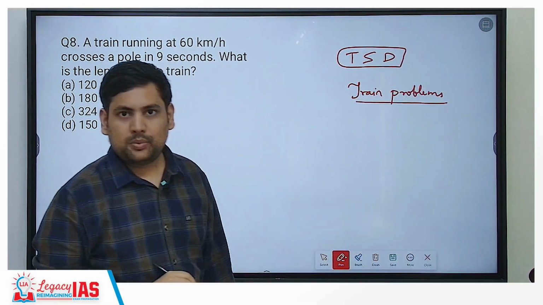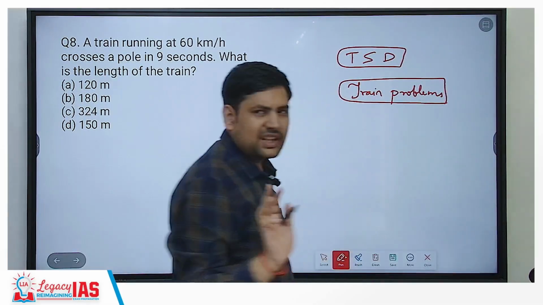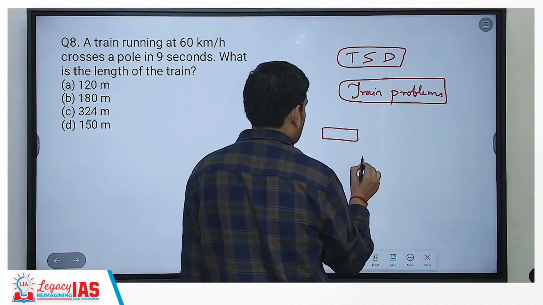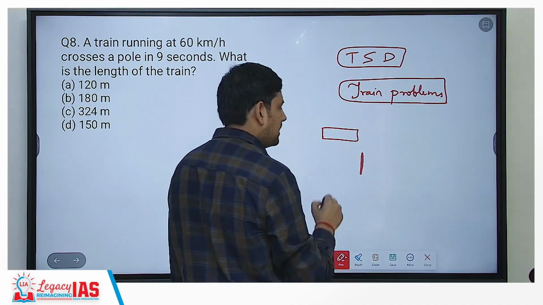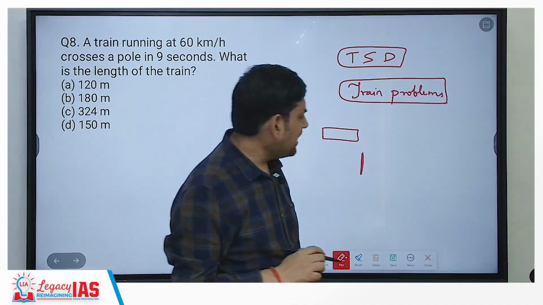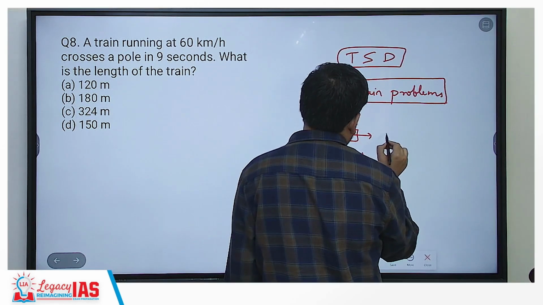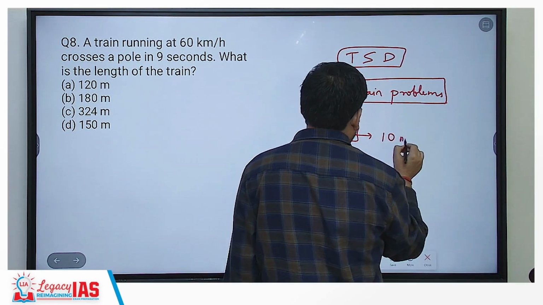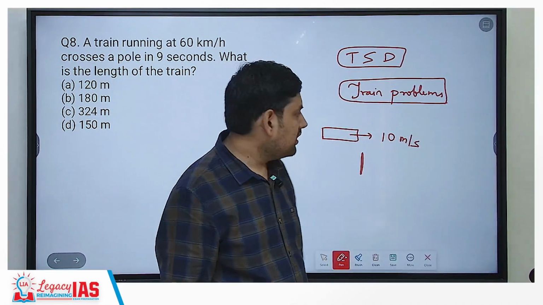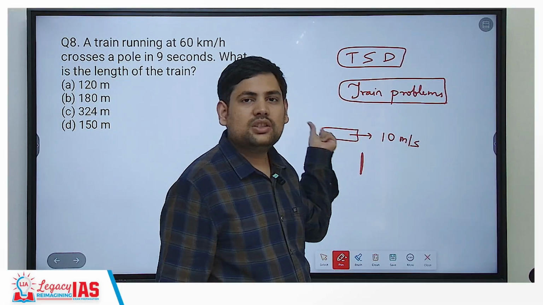Train related problems. Now, see this. So basically, if there is a train and there is a pole like this here. Now see, if let's say this train is traveling at let's say 10 meter per second or some kilometer per hour, whatever. Now you see, I ask you, in how much time will this train cross the pole?